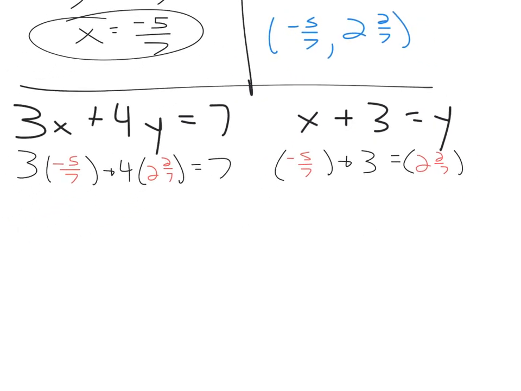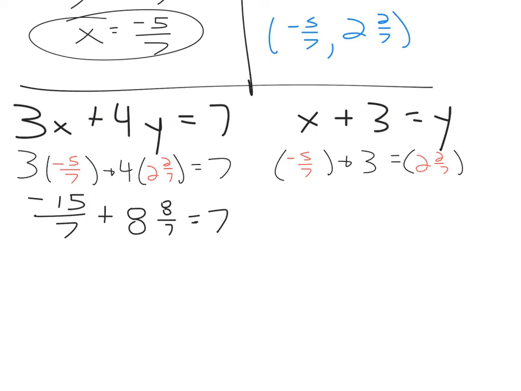Okay? So let's solve these each in turn. 3 times negative 5/7 is negative 15/7, plus 4 times 2 is 8, and 4 times 2/7 is 8/7 equals 7. Okay? And although we could turn these all into sevenths, I'm not going to. What I'm going to do is say, okay, we really need 15/7 to cancel out this negative 15/7.